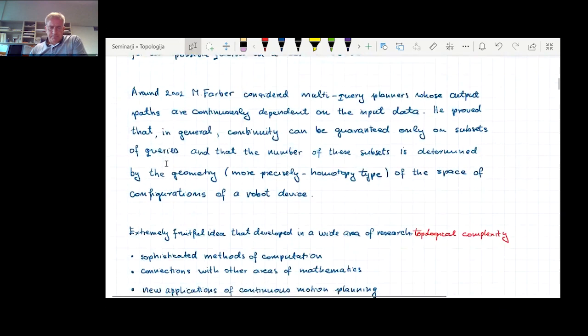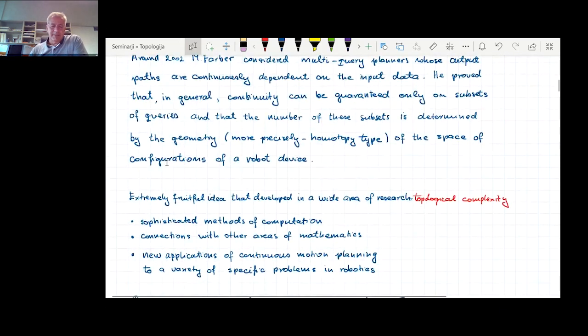Fine. Now, it turned out that this was an extremely fruitful idea. It developed into a nice theory. There are a lot of people working on that, and the entire area is usually called topological complexity, because topological complexity is just the number of those subsets into which you split the set of all possible inputs. And there are many strains within this theory.